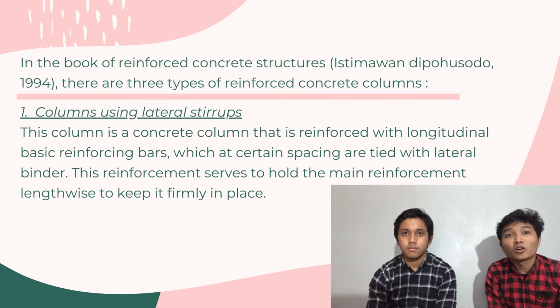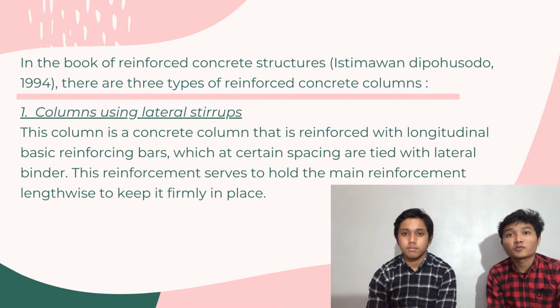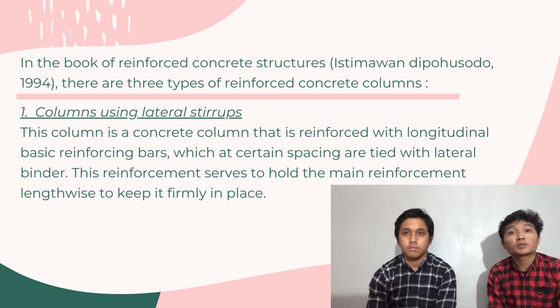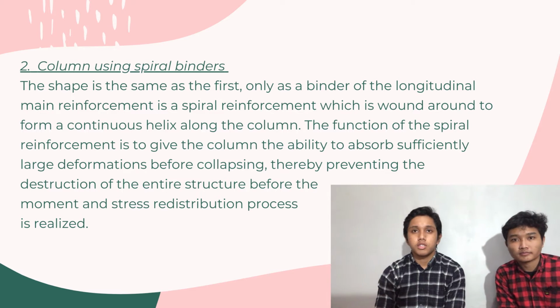The first, column using lateral ties. This column is a concrete column that is reinforced with longitudinal main reinforced bars, which at certain spacing are tied with lateral binders. These reinforcements serve to hold the main reinforcement in place, to keep it firmly in place. Next. Second, column using spiral binders.